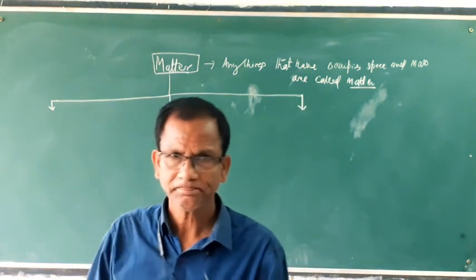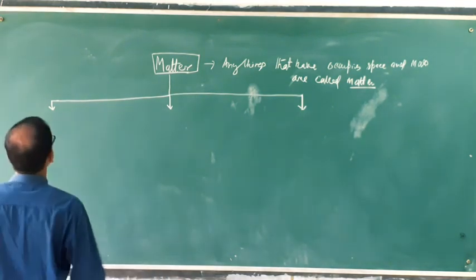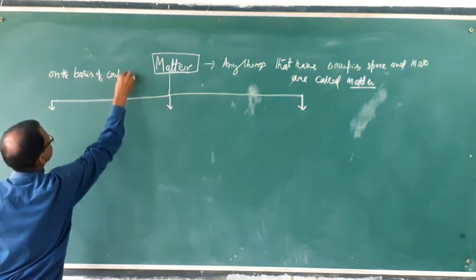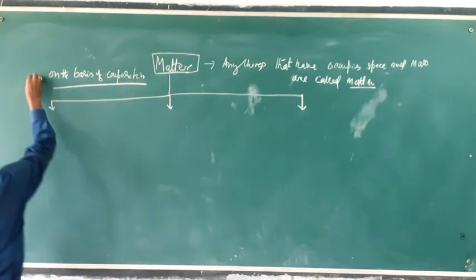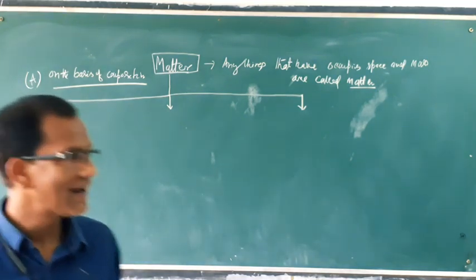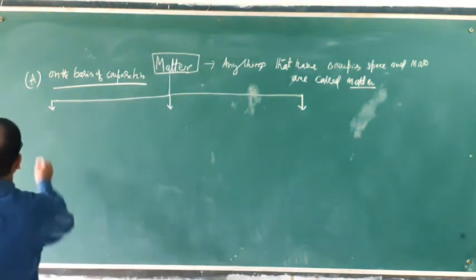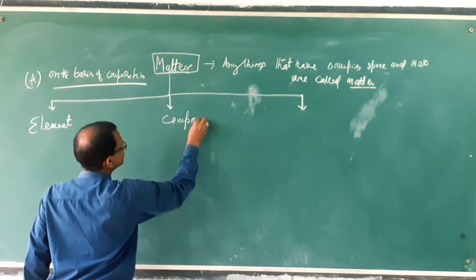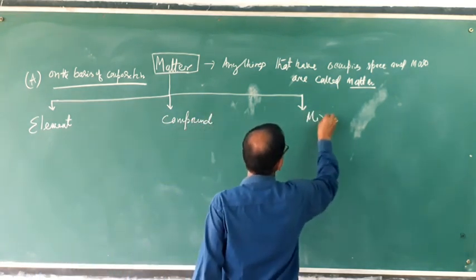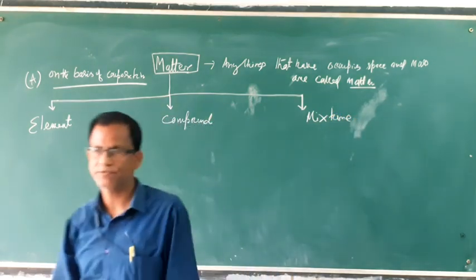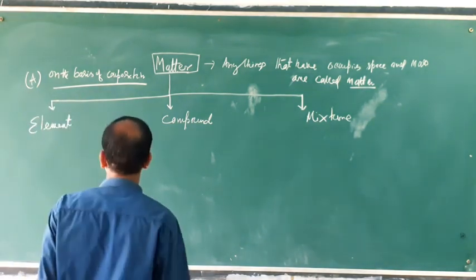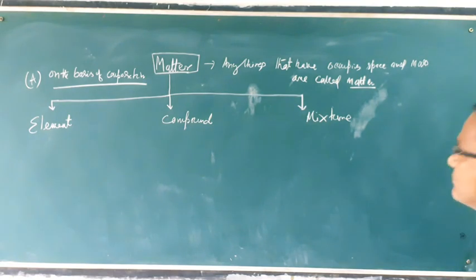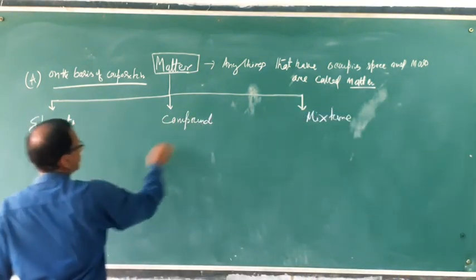What are the types of matter? Matter classification on the basis of composition. On the basis of composition, matter is generally of three types. What are these? Element, compound, and the third one is mixture. Generally three types on the basis of composition. Based on the nature of the particles, matter is of three types: elements, compounds and mixtures.